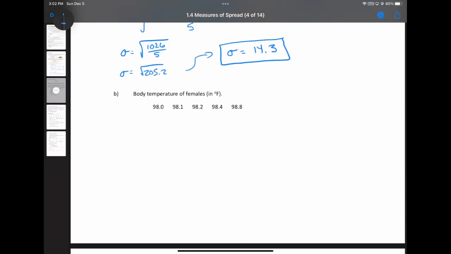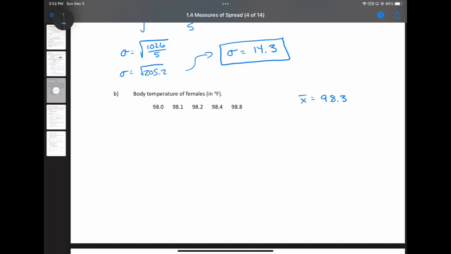So same thing, we're going to have to figure out what our mean is over at the side here. And I'm going to just speed up the process and type it into my calculator. We have 98 plus 98.1 plus 98.2 plus 98.4 plus 98.8. And that gives us 491.5, divided by 5 is 98.3. So 98.3 is our average temperature.